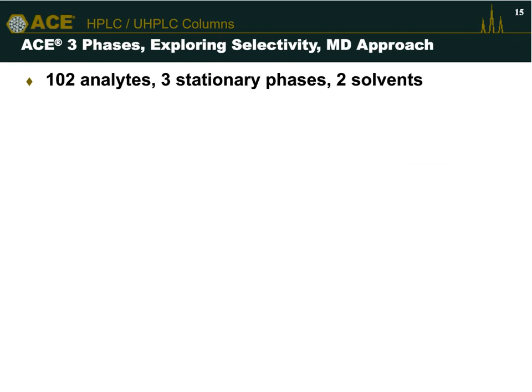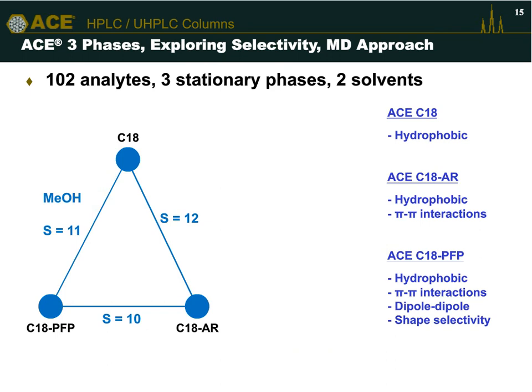So if we calculate different selectivity values, so this is now in the triangle I'm showing you is a methanol-based mobile phase. There are three stationary phases on the screen, C18, C18AR, and C18PFP. And on the right-hand side of the slide are the main mechanisms of interaction with these three different phases. Now, if we calculate the selectivity values using the graphical format that I showed you a few slides back, then we can calculate the selectivity values to be 10, 11 and 12, which are reasonable selectivity values, showing that with these three phases you're moving the peaks around in the selectivity space.